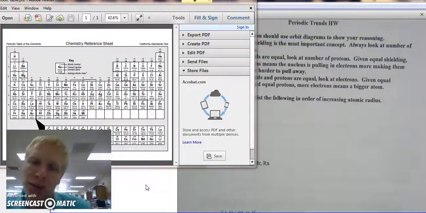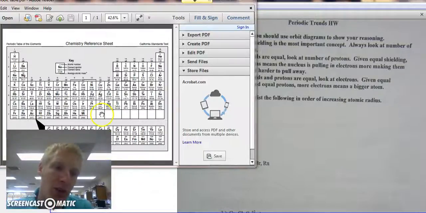Hello, in this video I'm going to be going over periodic trends and focusing on atomic radius. First of all, it's important to know that francium is the atom that has the largest atomic radius. So basically, as you go left on the periodic table, right to left, the radius gets bigger and bigger and bigger. And then as you go down the periodic table, down each column, the radius also gets bigger and bigger.